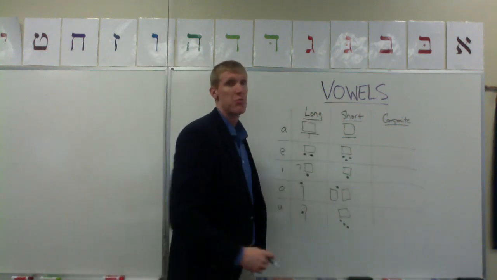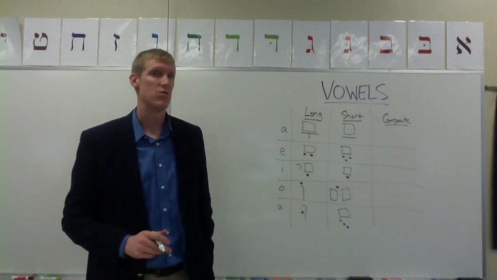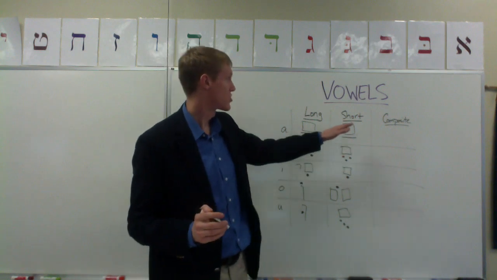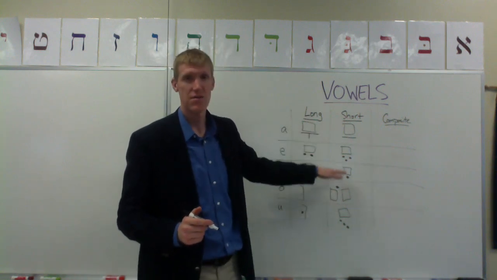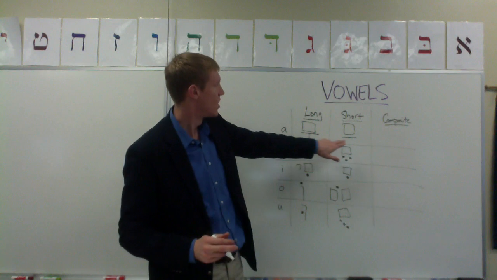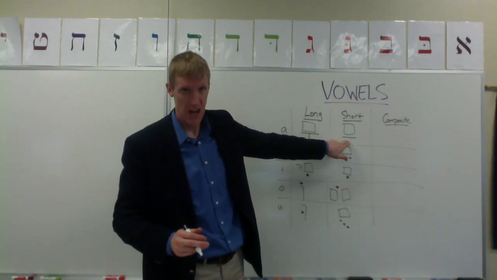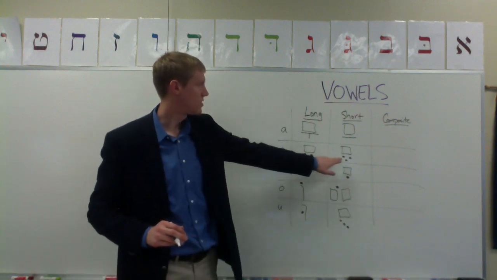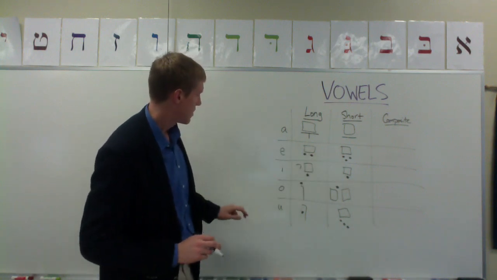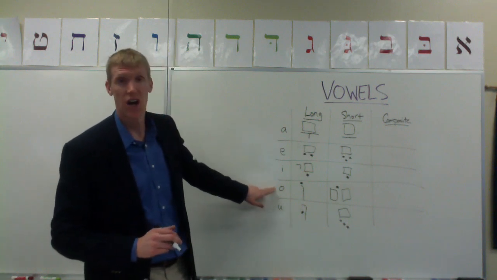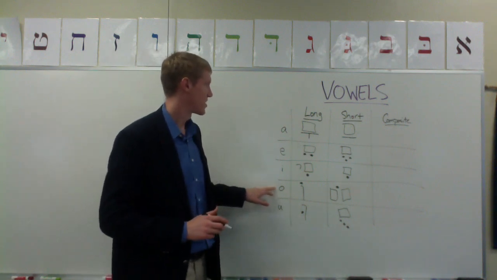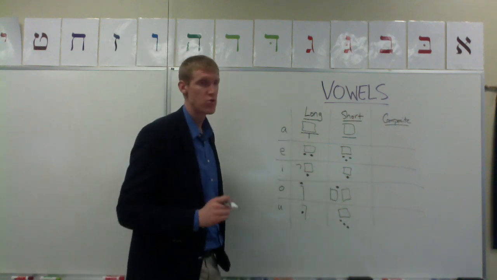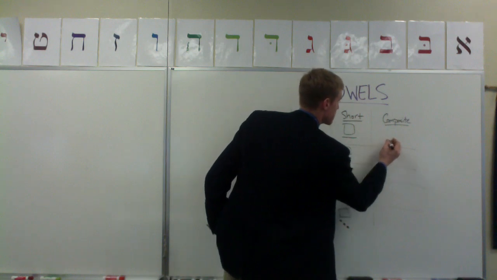And then finally we have composite vowels, which are the shortest vowels possible. They're made by combining the short vowel of one of the three. There are only 3 composite vowels. The short version of the A vowel, which is the patach. The short version of the E class vowel, which is the segol. And the short version of an O class vowel, which is kamets hatuf, which is a different version of the kamets that makes an O sound.